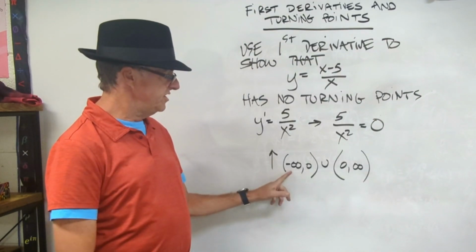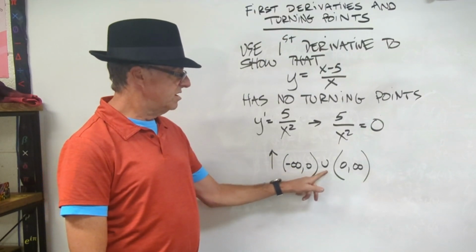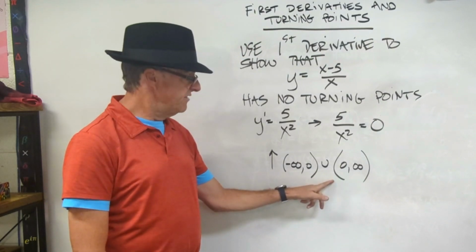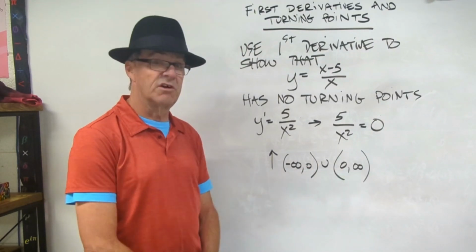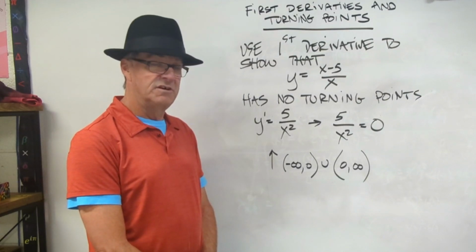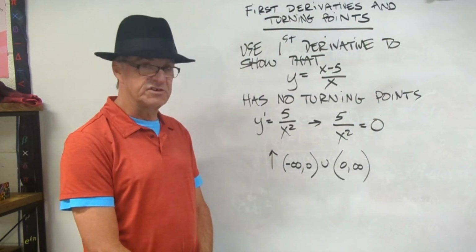So here it is in our notation. It's increasing from negative infinity to 0 combined with from 0 to positive infinity. Notice the curvy brackets. That means it does not include 0. This function is undefined at 0. So now what we're going to do is we're going to sketch the graph of this function.